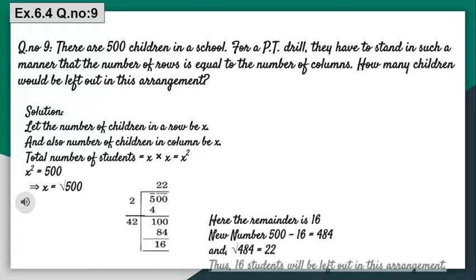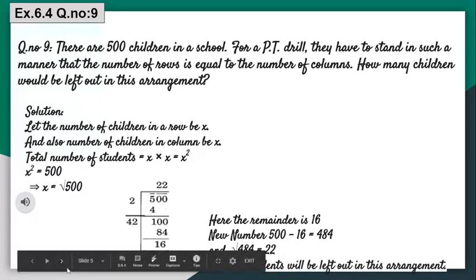Means we can arrange the children in columns and rows as 22 each, isn't it? Now, the question is, how many children would be left out in this arrangement? So how many children will be left out? 16 children will be left out in this arrangement. Clear?